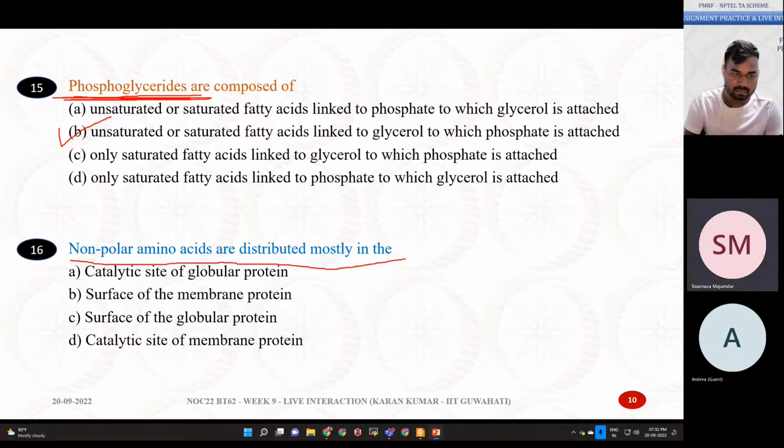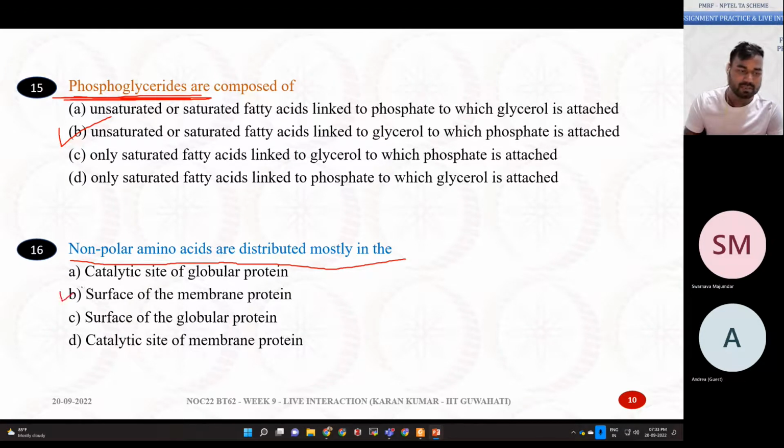Sir, option D. I'm not sure. I'm guessing. Option B. B for ball. Catalytic site of membrane protein. No, actually, these are present mostly on the surface of the membrane protein, most non-polar amino acids. Okay, so option B is correct.